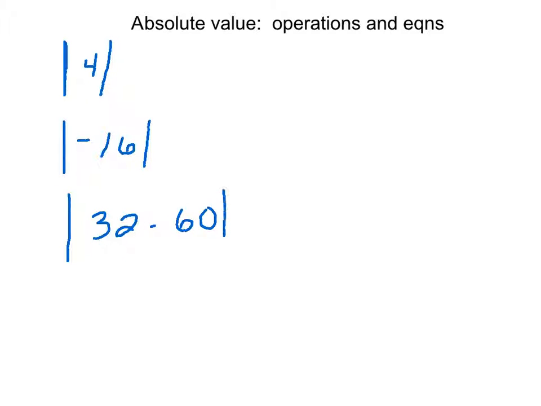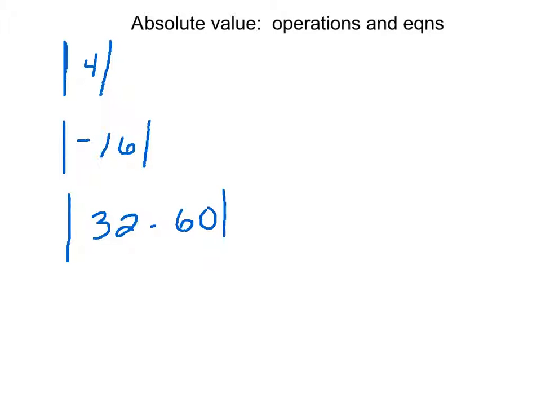So here's the symbol for absolute value. You have one line, and then we'll say we have a number in here. And that says absolute value of 4. That's how you would read that. You could have absolute value of -16. You could have absolute value of 32 minus 60. So that's how you read those problems out loud.